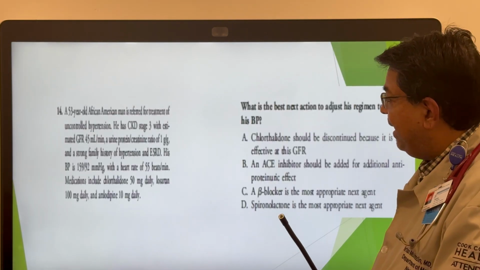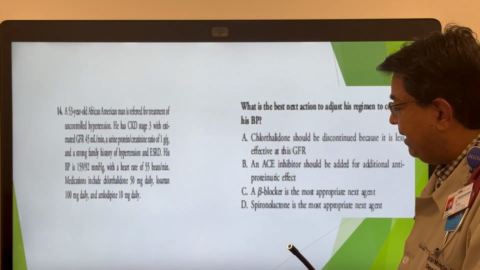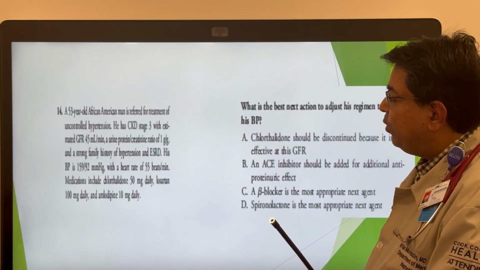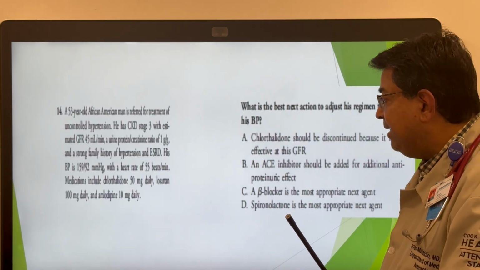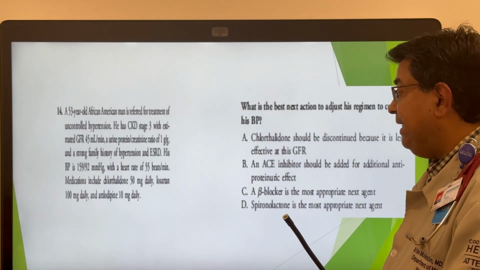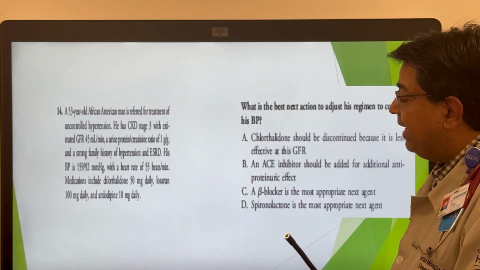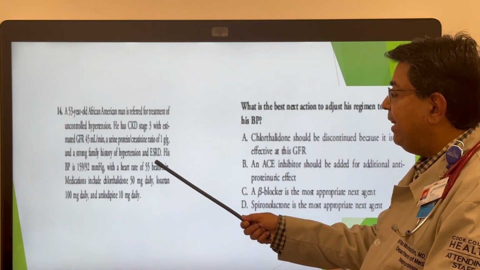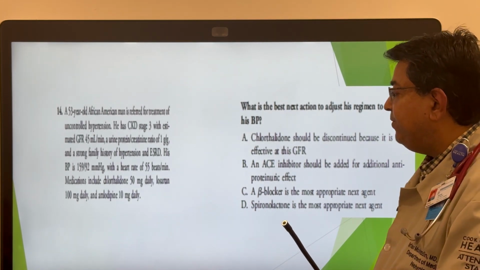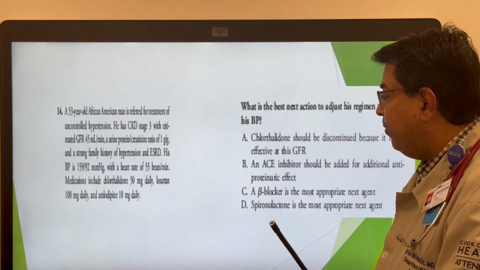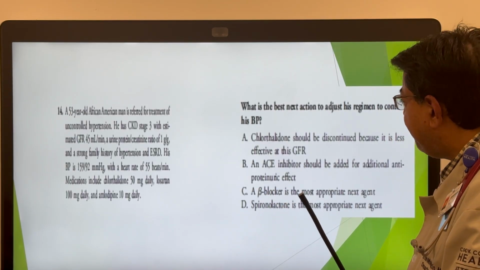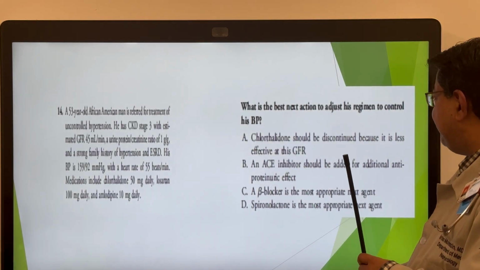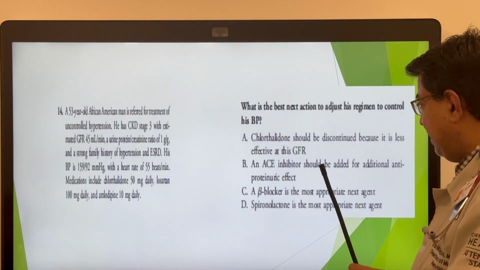A 55-year-old African-American man is referred for treatment of uncontrolled hypertension. He has CKD stage 3 with estimated GFR 45, urine protein to creatinine ratio of 1 gram per gram, strong family history of hypertension and ESRD. His blood pressure is 159/92, heart rate of 55. Medications include chlorthalidone 50 milligrams daily, losartan 100 milligrams daily, and amlodipine 10 milligrams daily. What is the best next action to adjust his regimen to control his blood pressure?